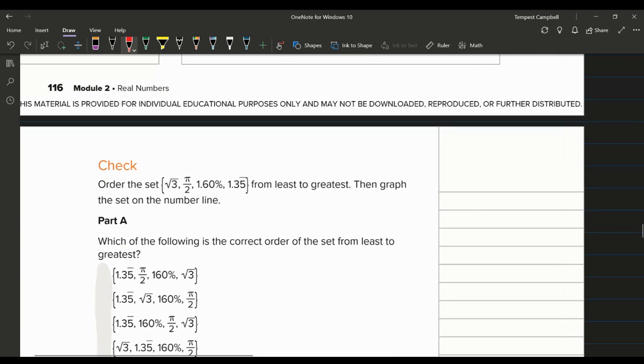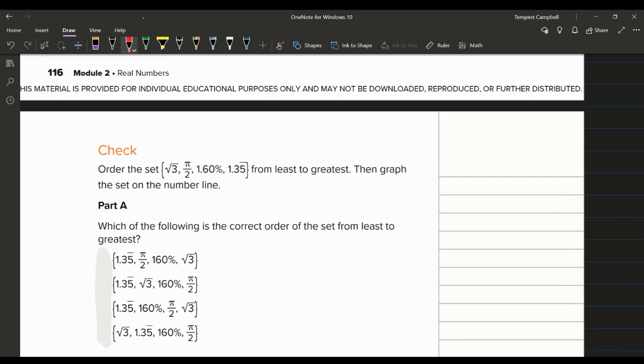All right, let's go to the next check. So we're going to order these sets of numbers. So we have the square root of 3. We need to figure out what that approximation is. We have pi over 2. We already figured out that approximation. We have 1.6%. We need to figure out that approximation. And then 1.35. So first thing we need to do is figure out what those equal. Go ahead and try that right now.